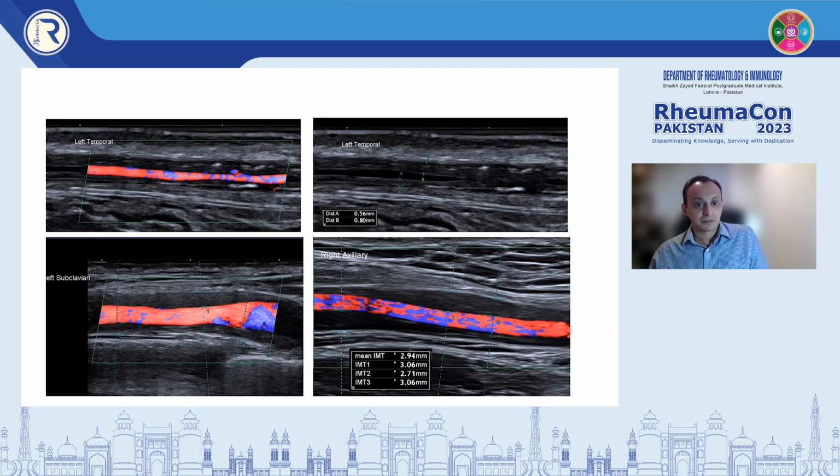Similar changes are seen in the axillary and subclavian arteries, and one of the classical signs of large vessel vasculitis is presence of the slope sign. So the inflammatory area gradually builds up and then it slopes down again. You can see the slope sign on both sides in this specific specimen.